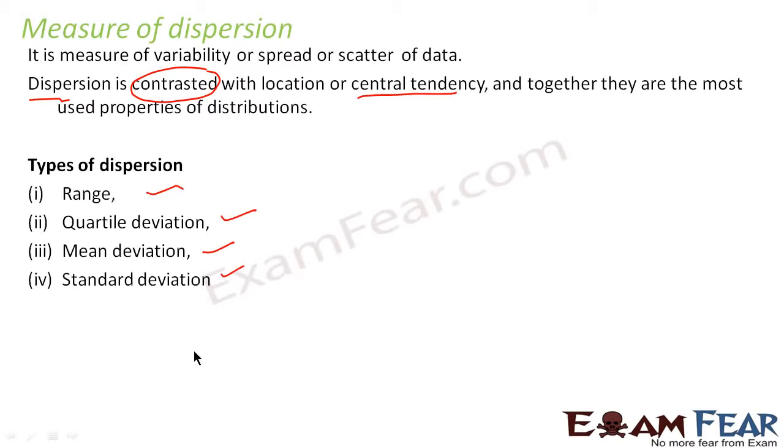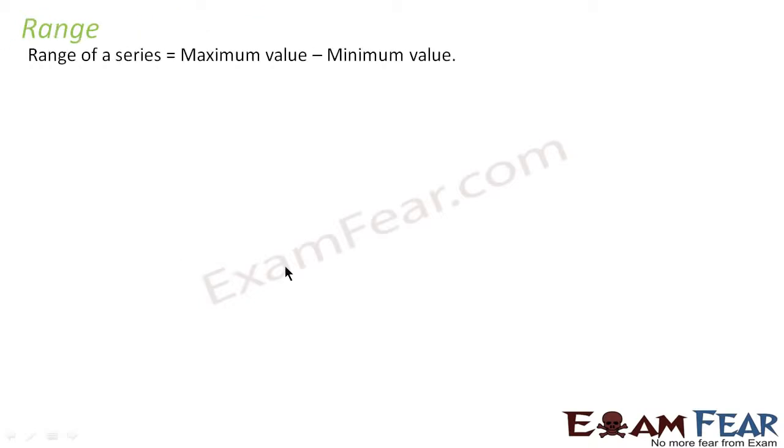We'll explain this. Just to repeat, measure of dispersion is nothing but the measure of variability or spread or scatterness of data. It contrasts with the central tendency, but if you combine both of these two, it gives a better idea about the data. We can interpret data in a better way using both measure of dispersion and central tendency together. What is range? Range is nothing but maximum value minus minimum value.